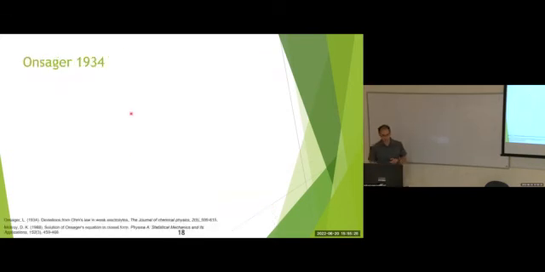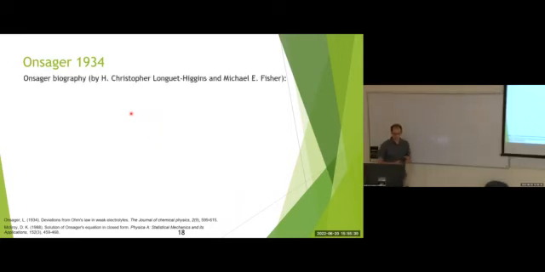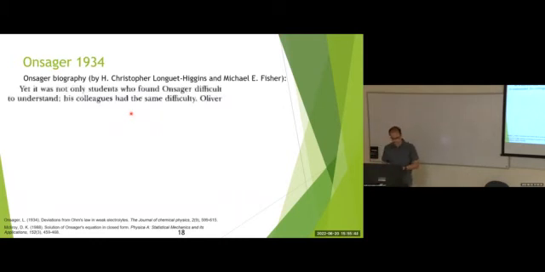So in order to answer all of these questions, I go back to Onsager's original work from the 30s, and I read it once and twice, and the third time, and I couldn't understand anything till we encountered this biography of Onsager. So let's read. Yet it was not only students who found Onsager difficult to understand. His colleague had the same difficulty. And then I understood, okay, so I wasn't the problem. But of course, Onsager got his Nobel Prize, so we need to be a little bit modest.